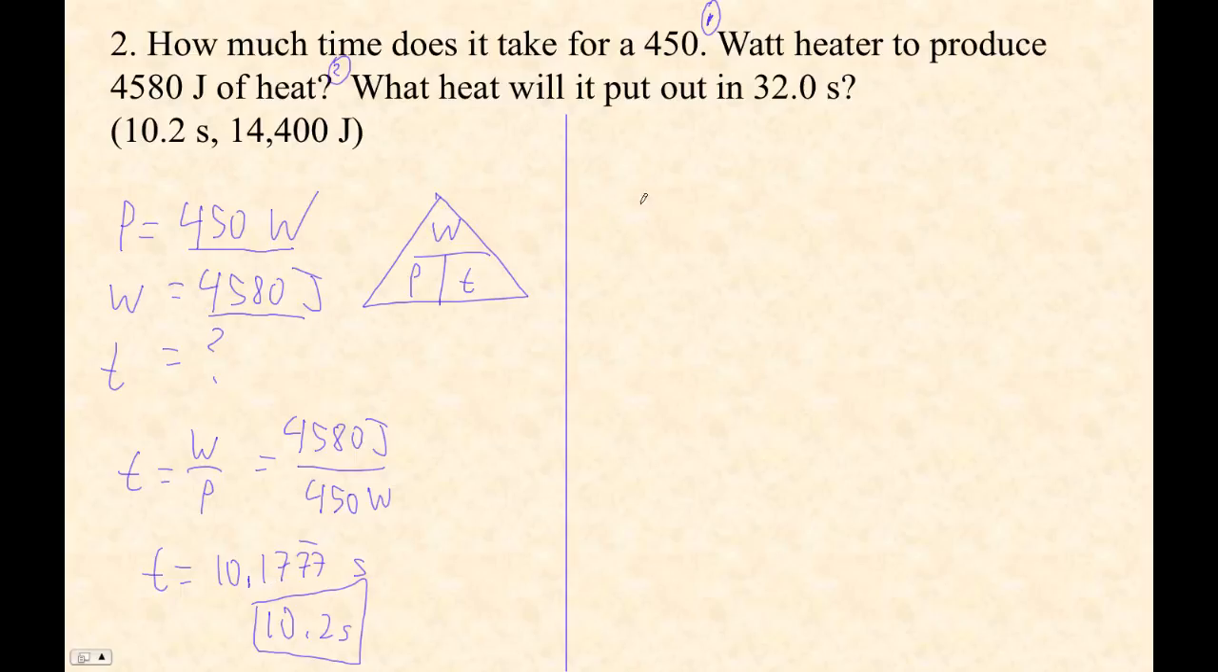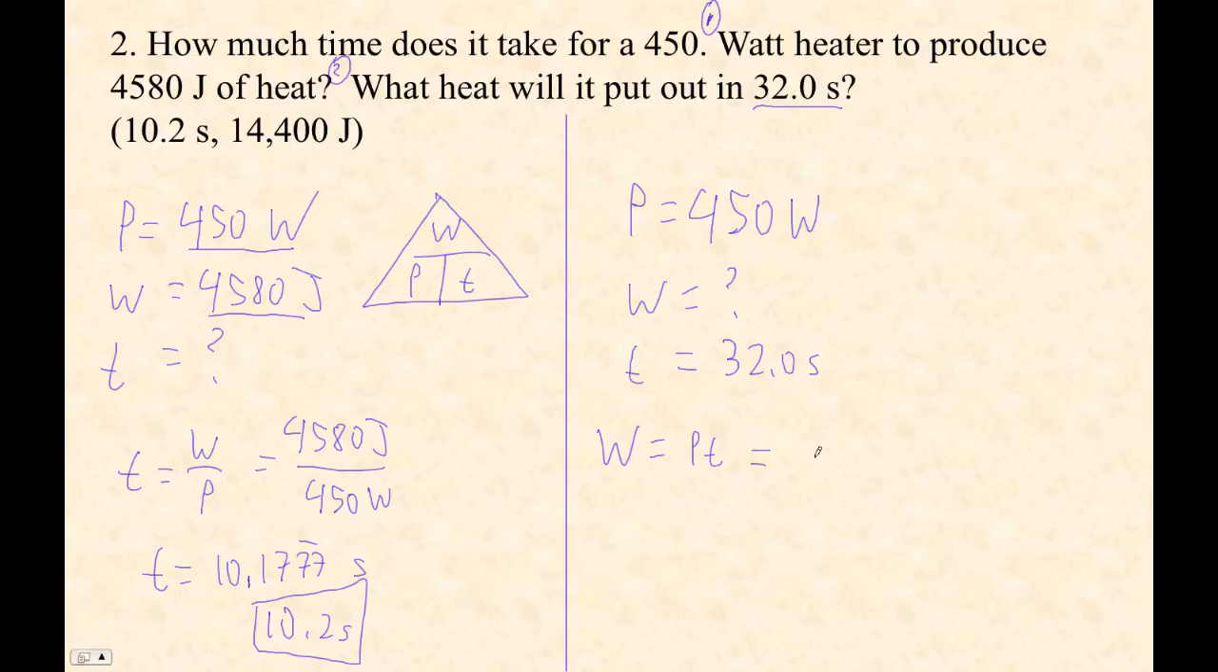And then in the second question, right, we've got the same formula, only where I'm telling you the power is 450 watts. That's 450 joules per second, right? And then in 32 seconds, we want to know the work. We don't know the work, but we know the time is going to be 32 seconds, right? And again, we want to know the work. So we cover up the work, and that's power times time, right? Makes sense, right? It's 450 joules every second for 32 seconds, right?